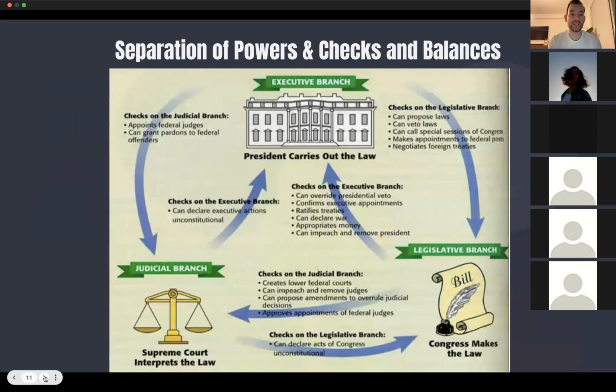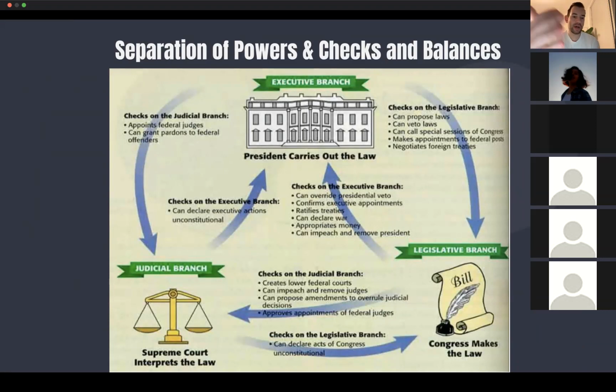All right, I promise we're going to get to the important Supreme Court cases in a second, but I just wanted to wrap up the three branches and show you what checks and balances looks like. So here we have our three branches. The powers of each branch are written underneath. So the president carries out the laws, Congress makes the laws, Supreme Court interprets the laws. And then you can see where these arrows are. There are all kinds of checks.